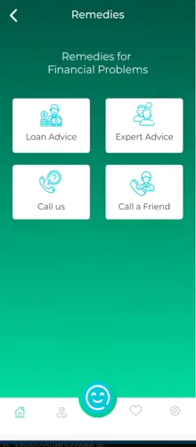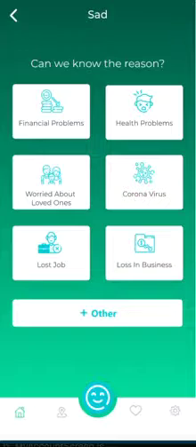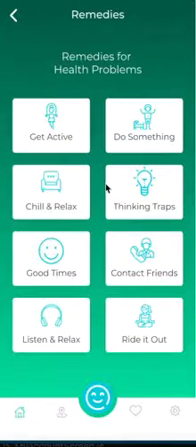Similarly, if they're sad because of health problems, where they see they're feeling obesity or having some long-term health issues, then we give them some remedies that they can try, like some activities, relaxation tips, some remedies. These are some generic remedies which can make them feel comfortable.